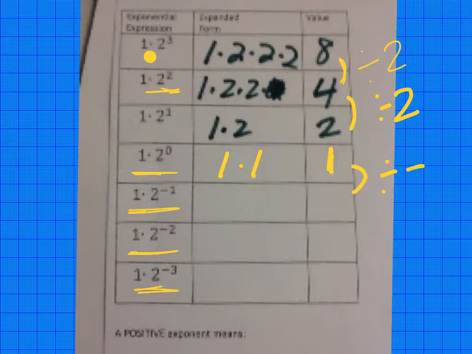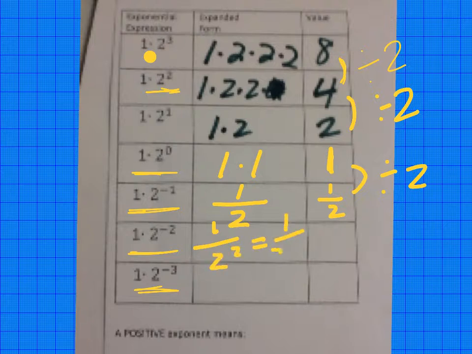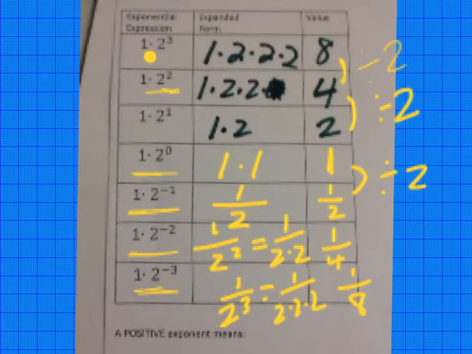Continuing dividing by 2, moving in that direction, this would be 1 divided by 2, and that value is 1/2. And this would be 1 divided by 2 twice, which is 1 divided by 2 times 2, which is 1/4. And this would then be 1 divided by 2 to the third, which is 1 over 2 times 2 times 2. I don't have my pen, can you tell? And that's 1/8. So a negative exponent means to divide. And I'm going to show that on the next slide as well.